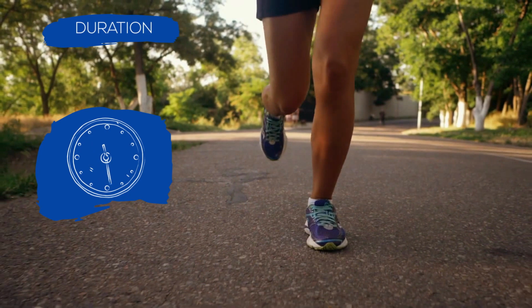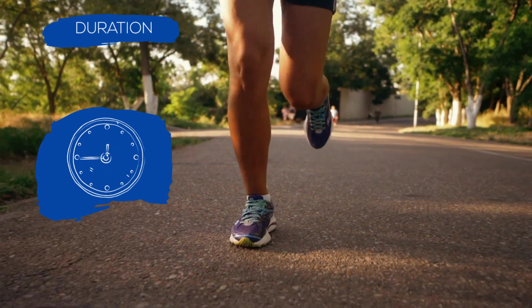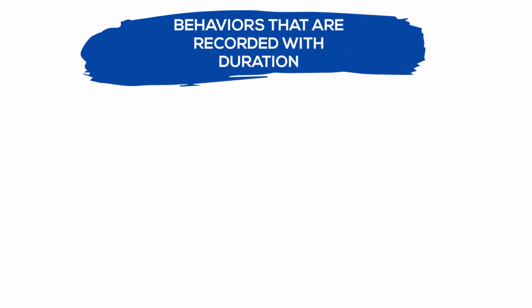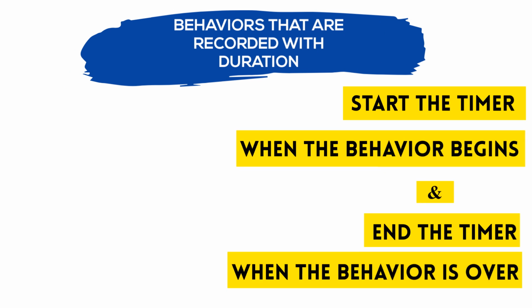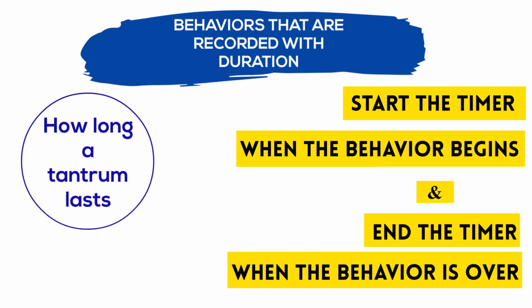Duration refers to how long it takes to complete a given task. To record duration data, you start the timer when the behavior begins and end the timer when the behavior is over. An example of a behavior that is measured using duration would be how long a tantrum lasts or how long the client is engaged with the reinforcer.